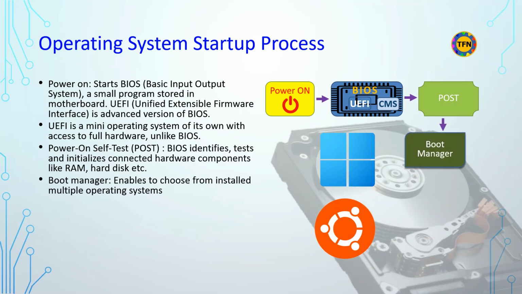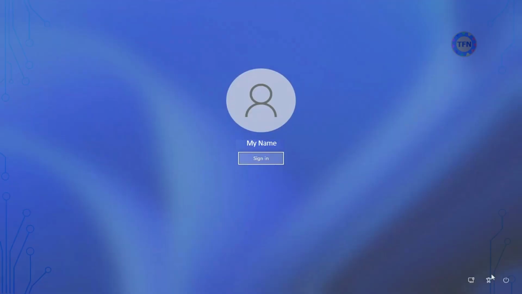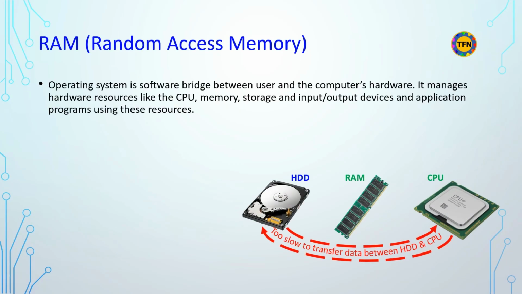Then the Boot Manager passes the control to the bootloader of one of the installed multiple operating systems. The bootloader loads the operating system, or OS, from the hard drive into system memory, or RAM. Finally, the OS takes control and presents the login screen after initialization is complete. The operating system is the software bridge between the user and the computer's hardware. It manages hardware resources like CPU, memory, storage, and input-output devices, and application programs using these resources.